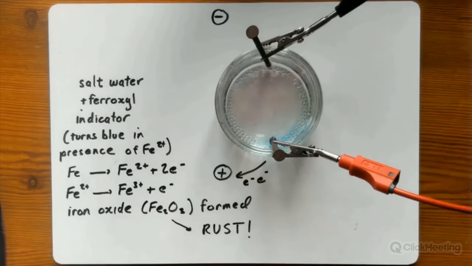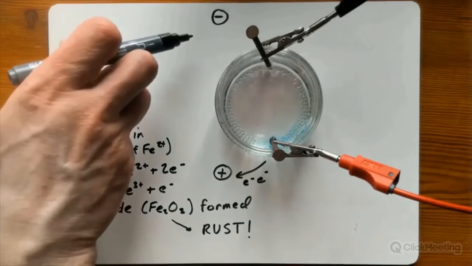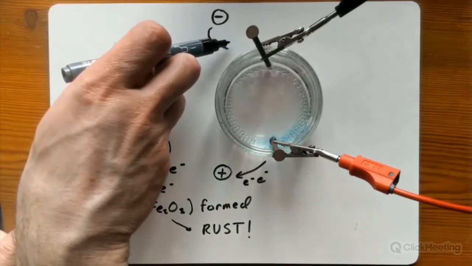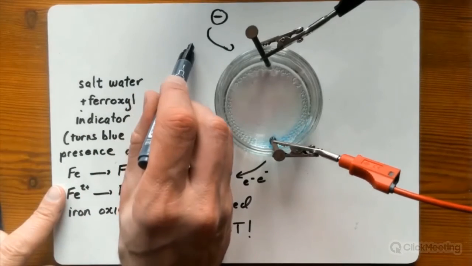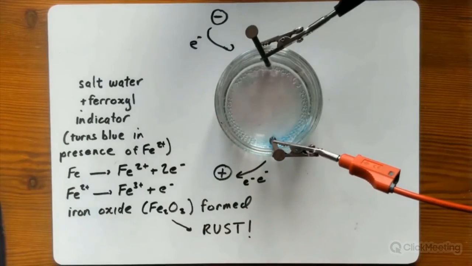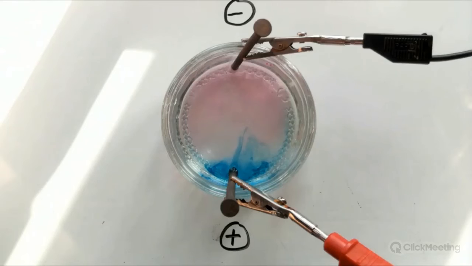So what's happening is the positive electrode is removing electrons from the iron nail, causing it to corrode and form rust, while the one at the top is protected from rusting because it's been supplied with negative electrons at the negative electrode. So there's lots going on here. There's oxidation reactions, there's indicators, there's all sorts of nice chemistry going on here as well.